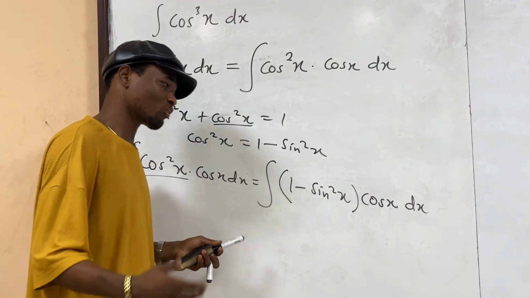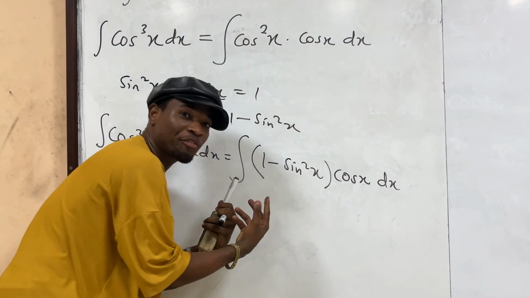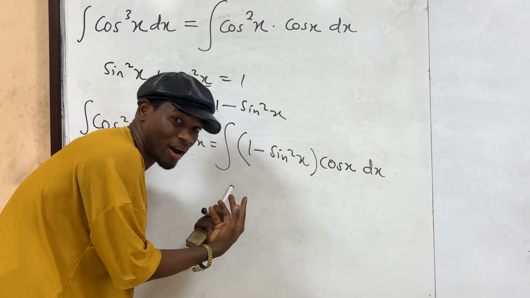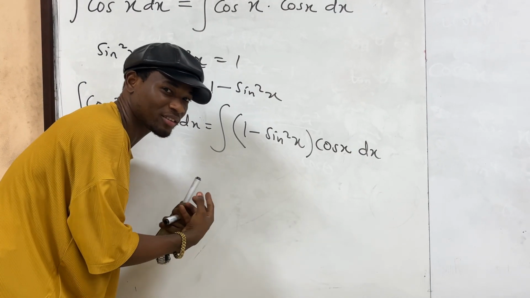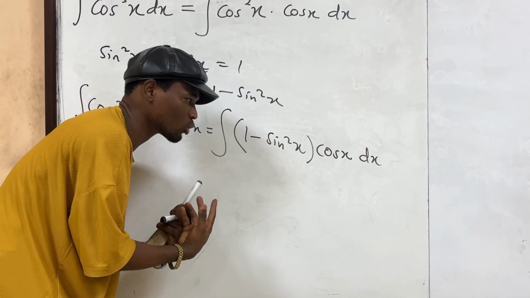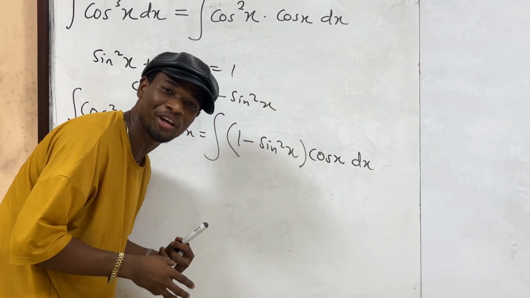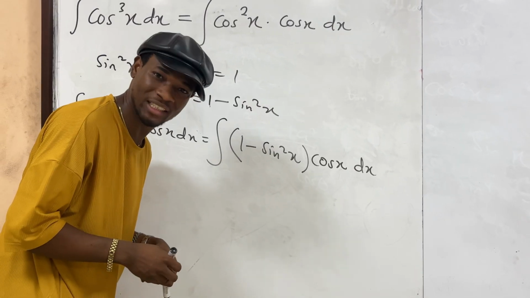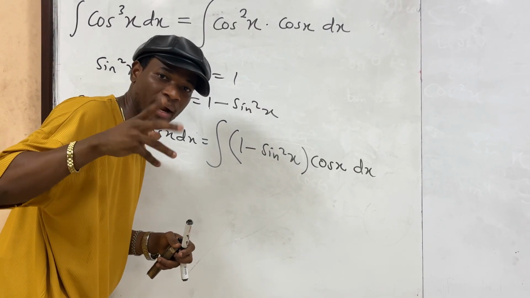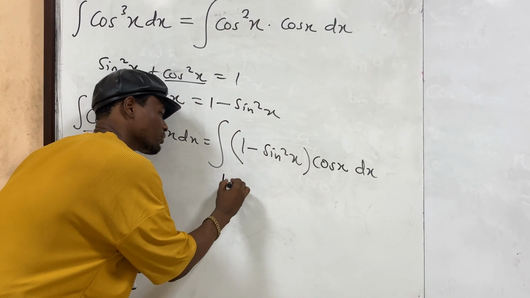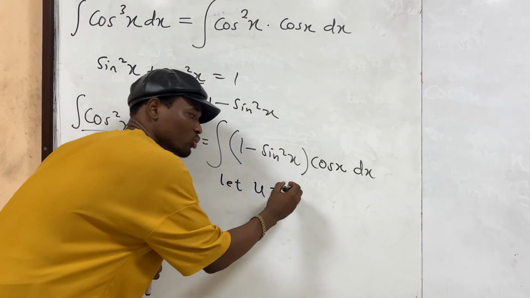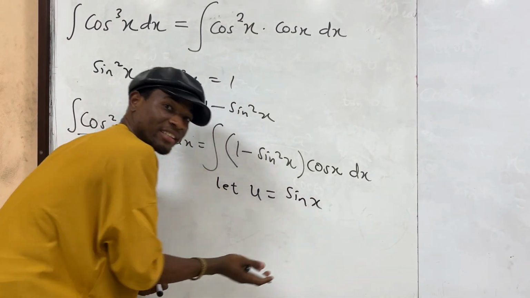Viewers, I think now we are grown, right? We are mature. So far as calculus is concerned, we are mature. So we can simply employ integration by substitution, the substitution method. So we would say let u be equal to sine x.